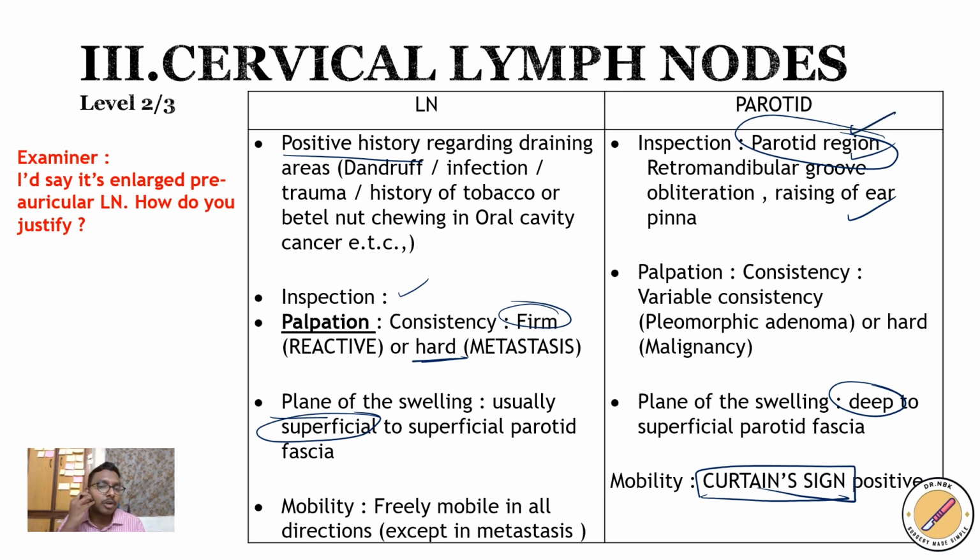Obviously, preauricular lymph node is also present in parotid region only. I told you in the previous class what is parotid region and what is its clinical significance. Any swelling seen or present in parotid region is considered to be parotid gland swelling unless proven otherwise, right? So again in palpation, it can be variable consistency in pleomorphic adenoma or hard in case of malignancy. Okay, right. So these are the important findings and differences between enlarged preauricular lymph node and parotid swelling, right?